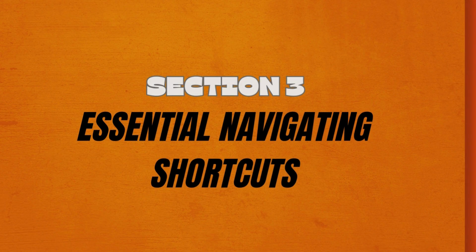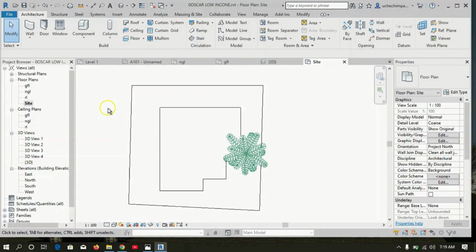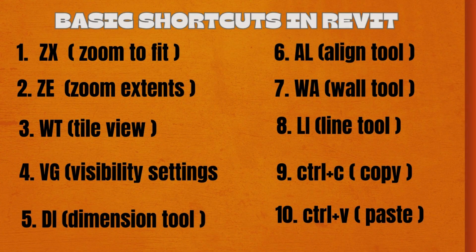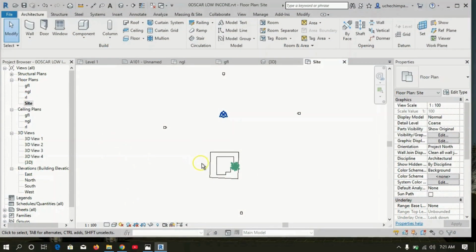Now that you understand how to navigate views within your project, let's talk about the essential navigating shortcuts in Revit. We all know what shortcuts are. They are abbreviated words used to make things faster for you. Just as we have shortcuts in English words, we also have shortcuts in Revit. And mastering the Revit shortcuts will make your work in Revit faster and easier. Here are a few most known Revit shortcuts. So these are some of the basic Revit shortcuts I'll be teaching you in this video.